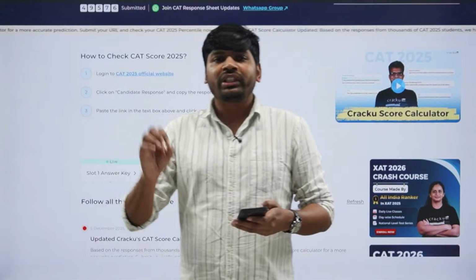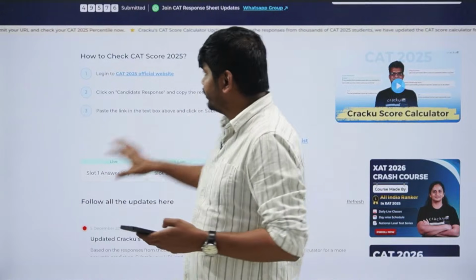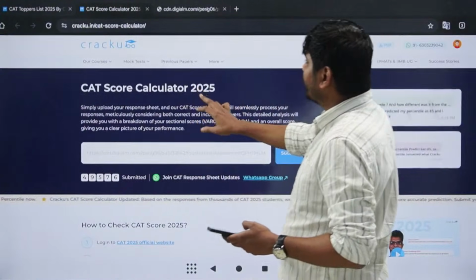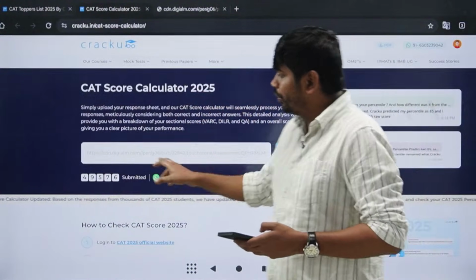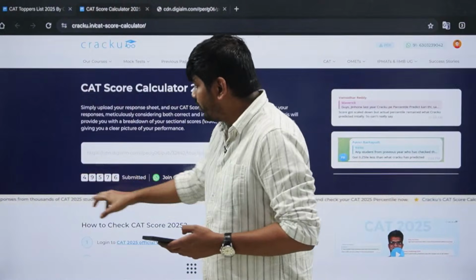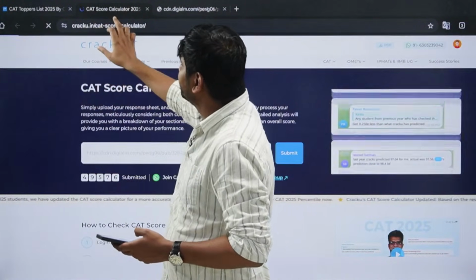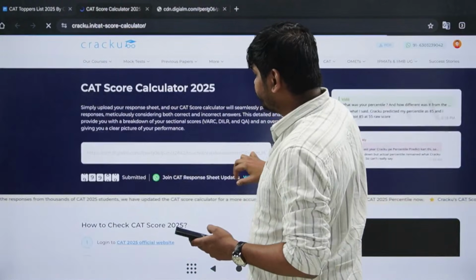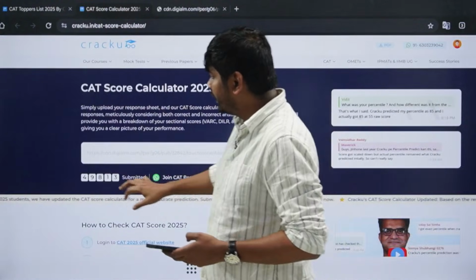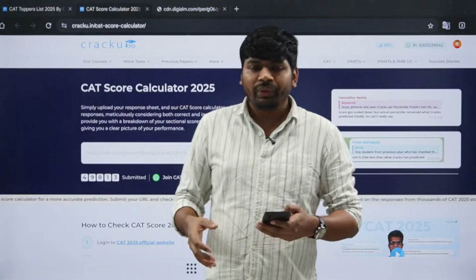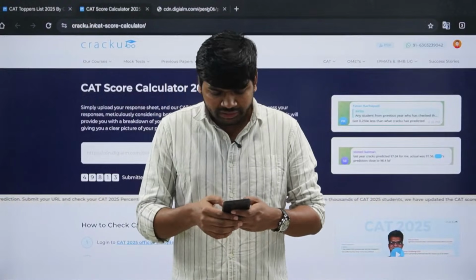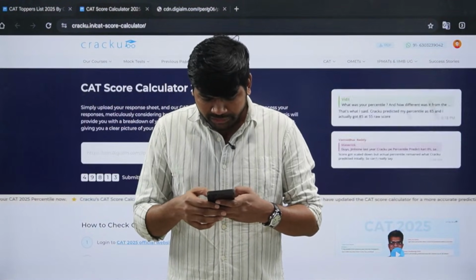See, if you want to see what exactly you are getting, just visit the Cracku CAT score calculator and upload your response sheet here. So far 50,000 students have submitted their response sheet. This number is increasing, so by the end of today more people will upload and you will see your expected percentile.